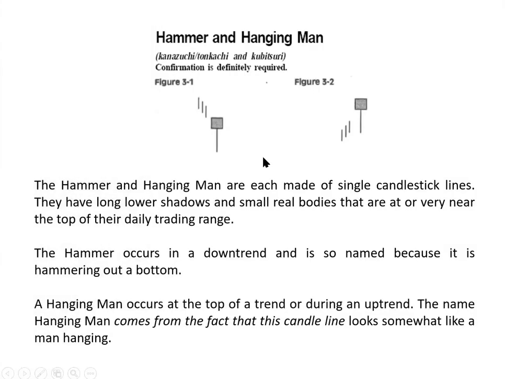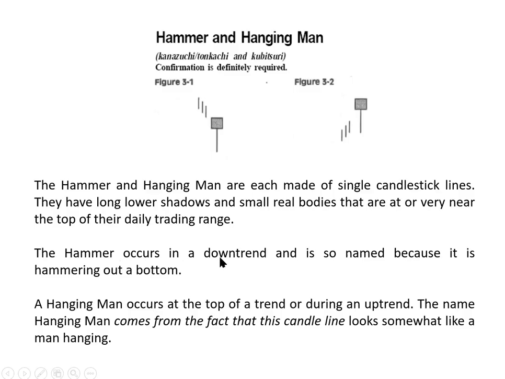This is a hammer and hanging man. So basically, this is a hammer only, but depending on where it appears in the trend, it is called either hammer or hanging man. You can see these two figures, 3.1 and 3.2. The hammer and hanging man are each made of single candlestick lines. They have long lower shadows and small real bodies that are at or very near the top of the daily trading range. So you can see it here. They have small real bodies and very long shadows.